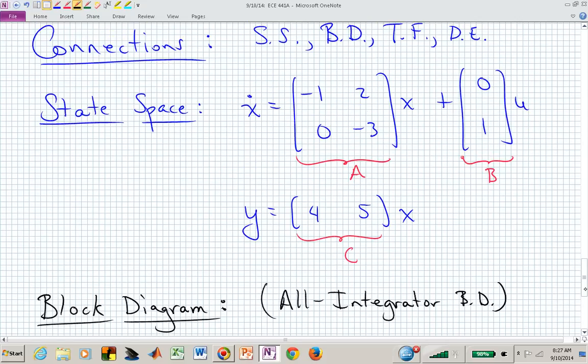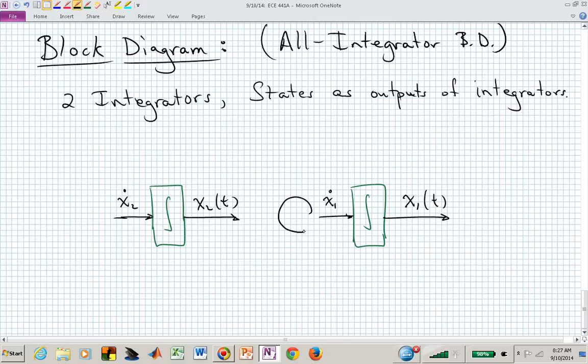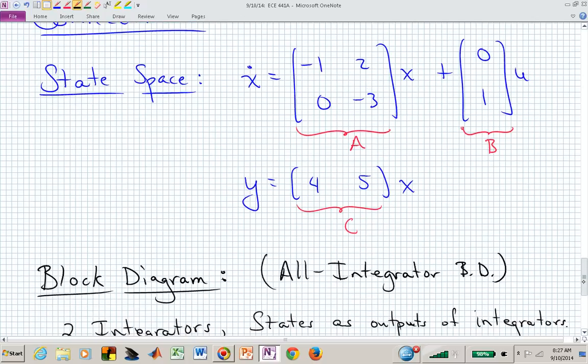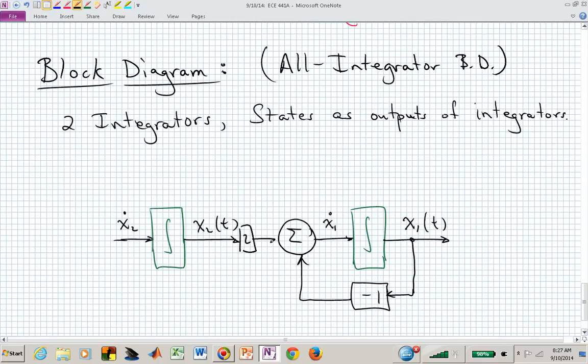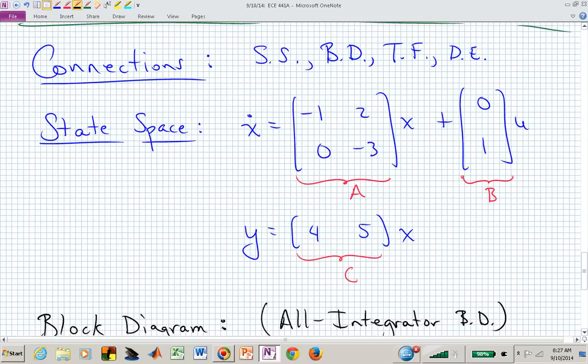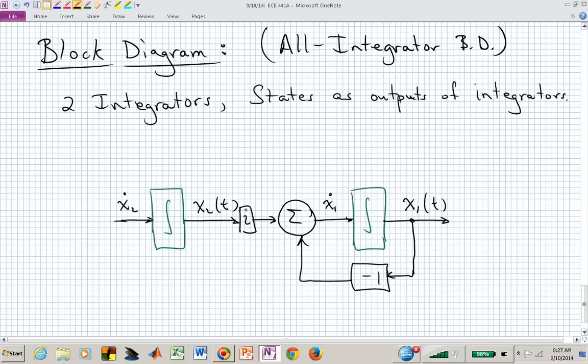And now we know what x1 dot is equal to from our state space representation. So we go back here and we say, oh, x1 dot, I'm going to build that up. From the state space representation, it's minus 1 times x1 and 2 times x sub 2. Is that clear where that came from? And then there's no input coming in to drive x1 dot directly, so I don't have to place an input into that summing junction.